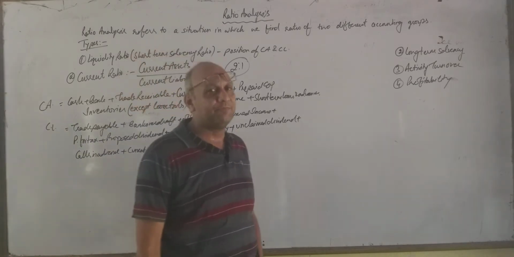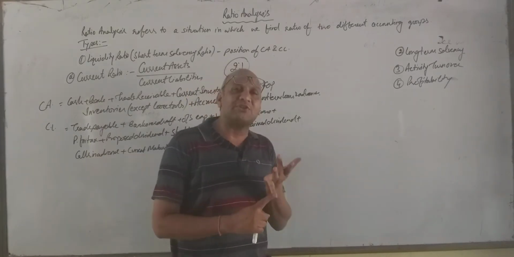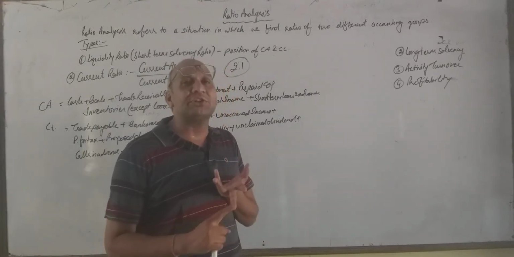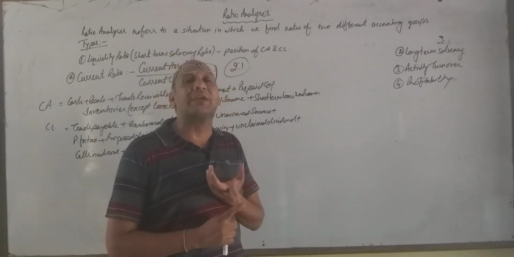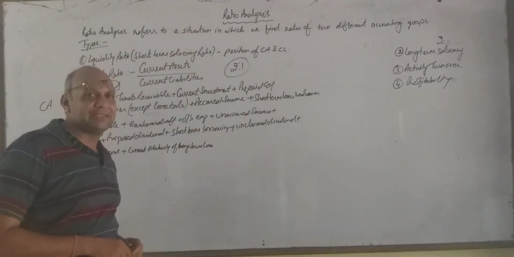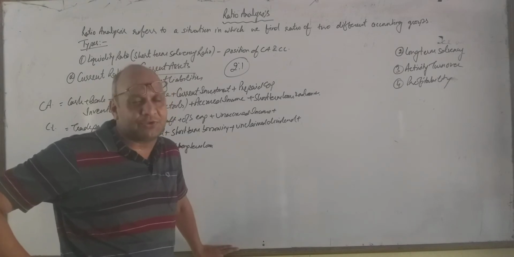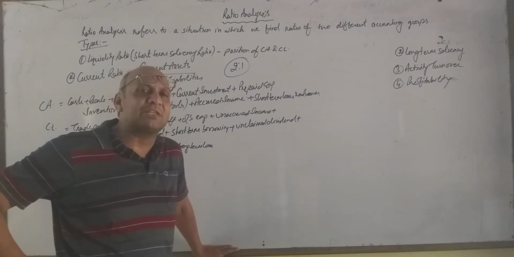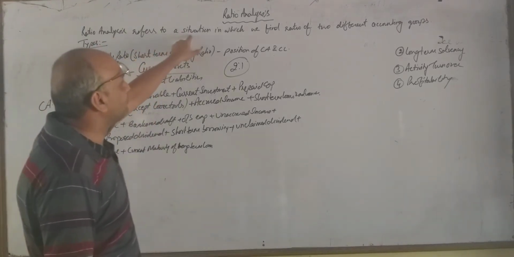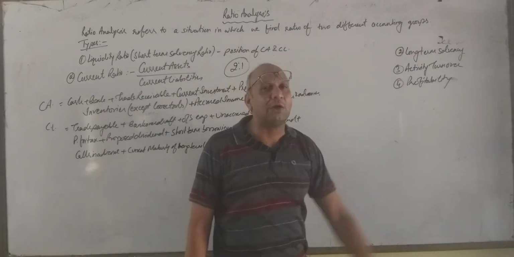There are various techniques of analysis. One is common size statement, number 2 comparative statement, number 3 ratio analysis, number 4 cash flow statement. So today we are starting ratio analysis. By finding ratio of accounting groups, we will try to establish relation between two or more groups. So what is ratio analysis? It refers to a situation in which we find a ratio of two different accounting groups.